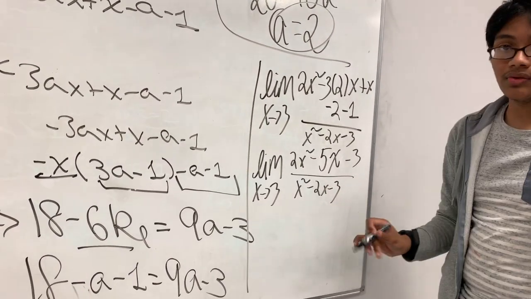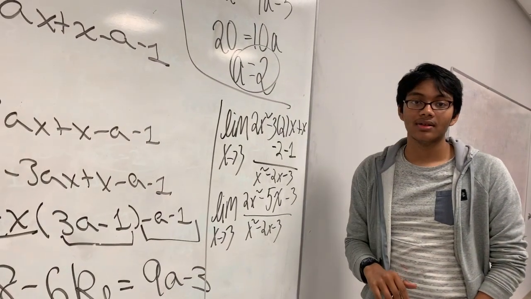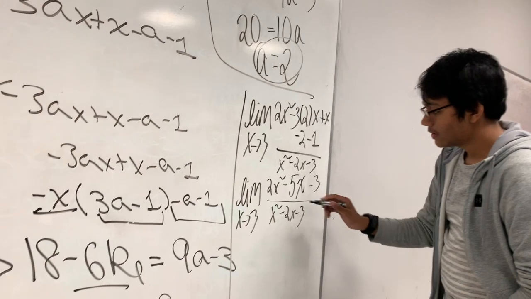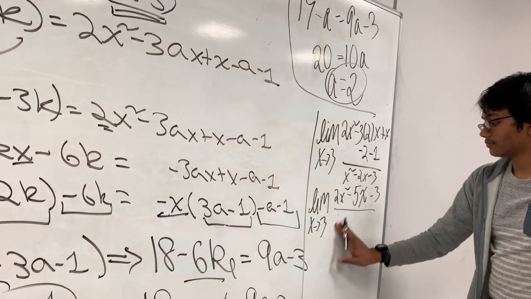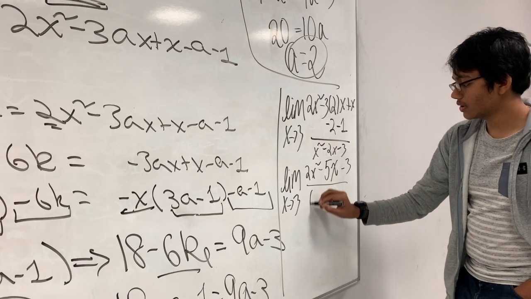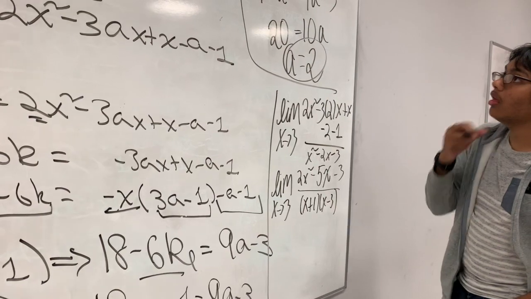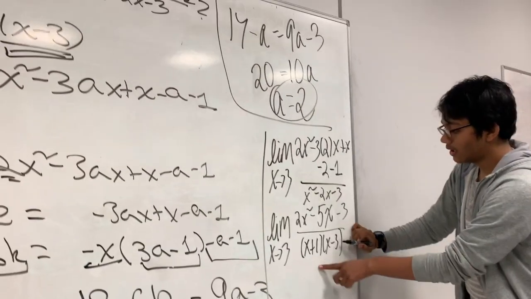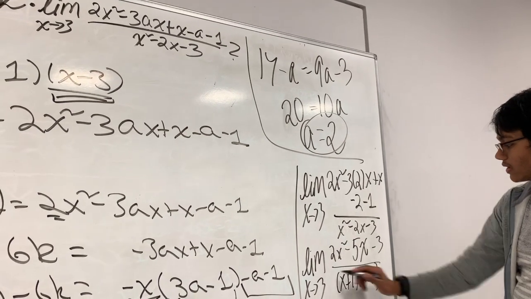So what I'm going to try to do is factor both the numerator and denominator so that I can cancel out a common factor. So let's factor the denominator. This one's easy. X squared minus 2x minus 3 is going to become x plus 1 times x minus 3. Does that work? 1 minus 3 is negative 2. Okay, good. But how do we factor the numerator?